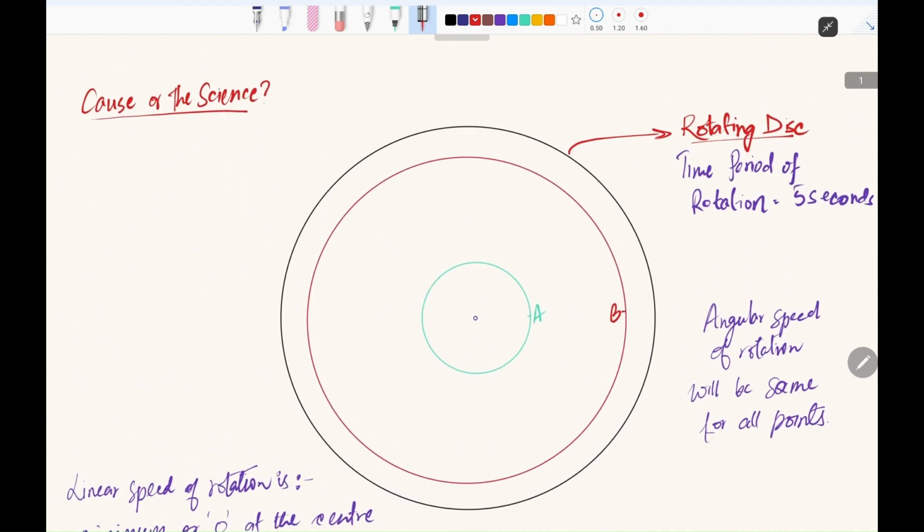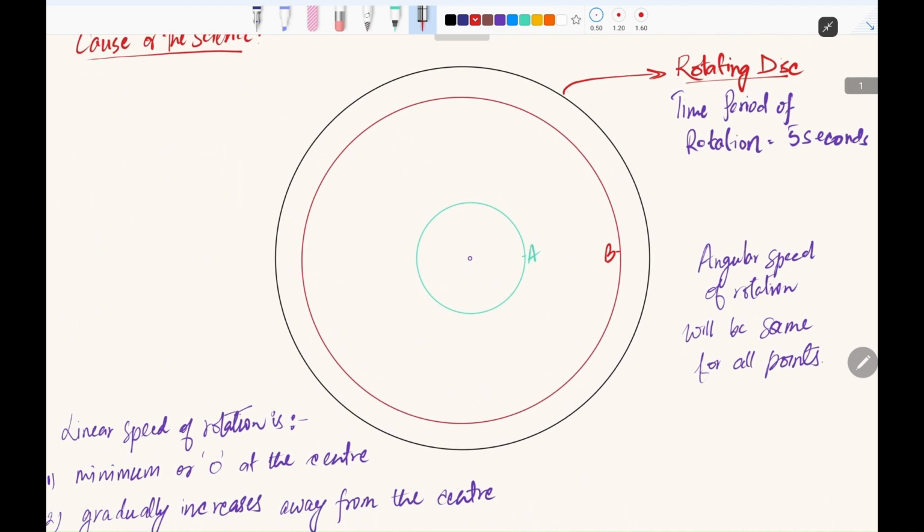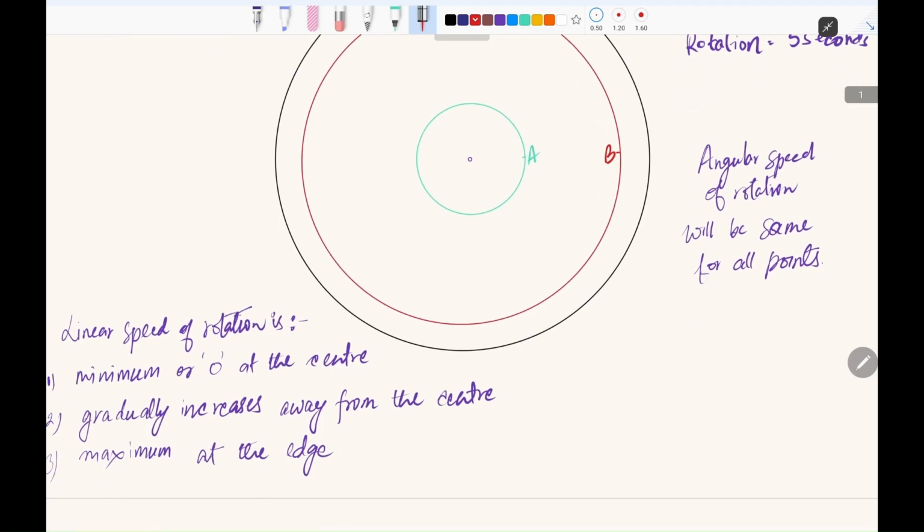Now coming back to the original disk. Here with the same logic we can say that at the center, since the distance covered is the least, the linear speed of rotation will be minimum, and as we move away from the center, the linear speed of rotation will increase gradually, with the edge having the maximum linear speed of rotation, right? So linear speed of rotation is minimum or 0 at the center, gradually increases away from the center and is maximum at the edge.